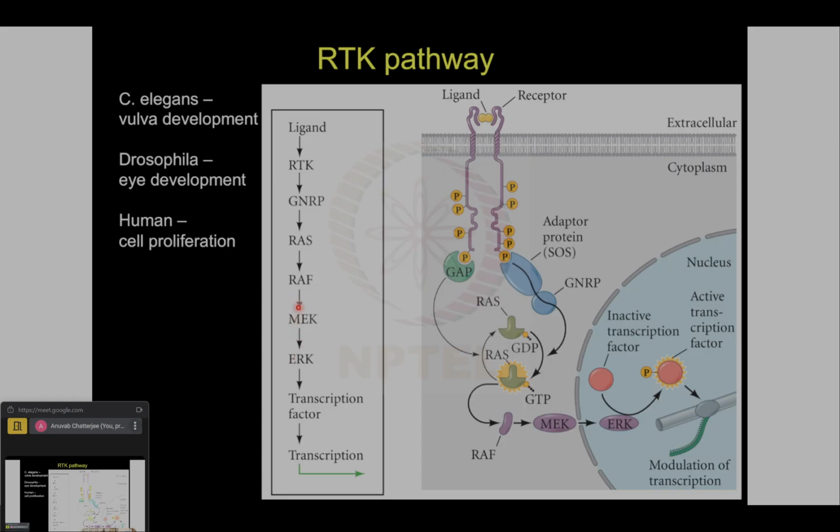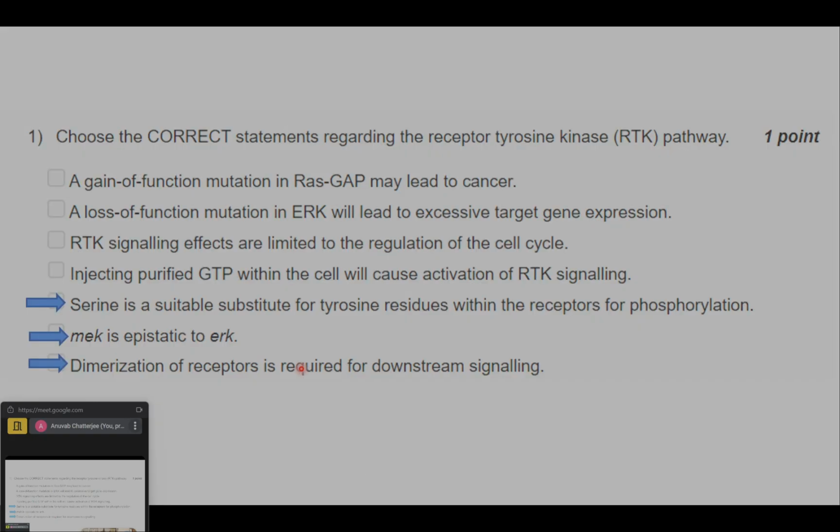This is essentially how most of the genetic pathways, the enzymatic pathways, were figured out, and we got to know what comes first. So MEC is epistatic to ERK. Just looking at the pathway, whichever comes first is epistatic. That is what we call it. So MEC is epistatic to ERK. So this option is also true.